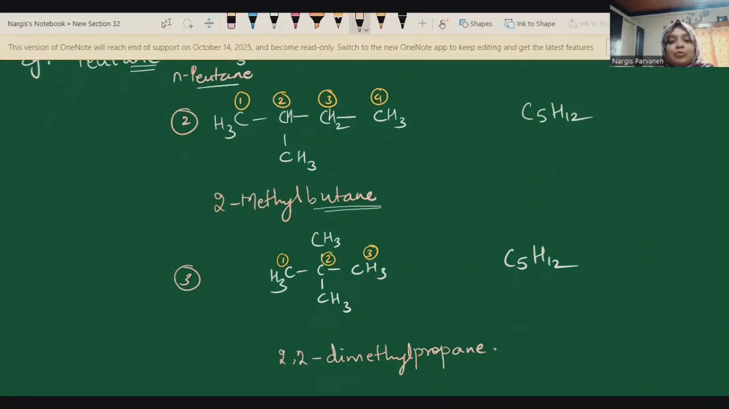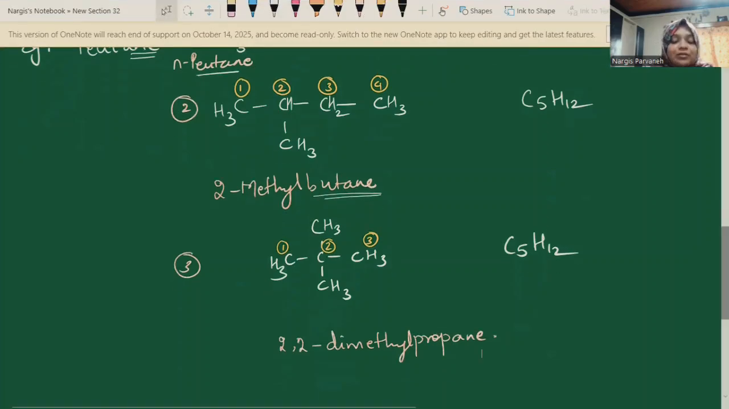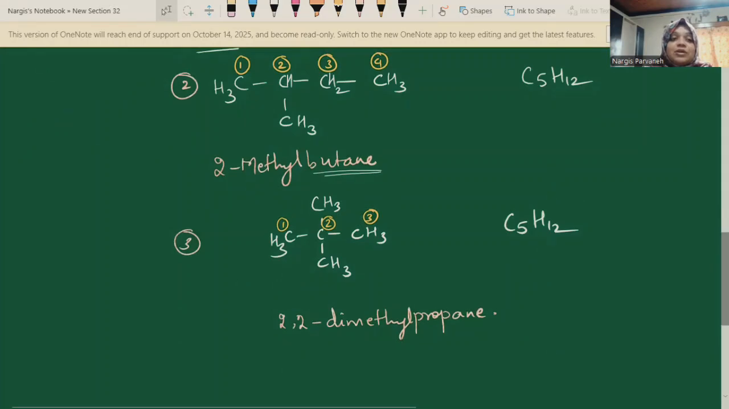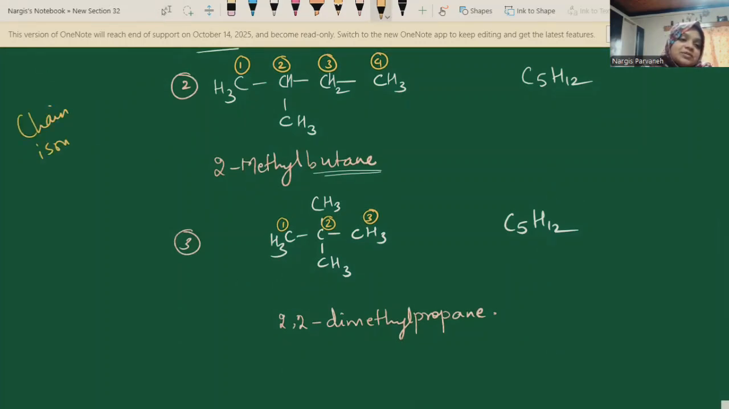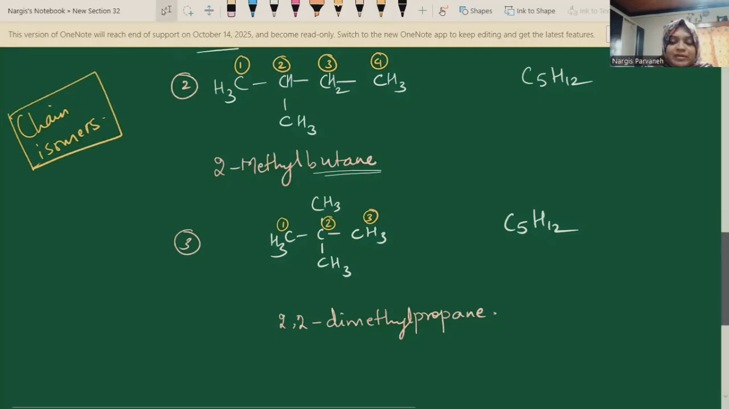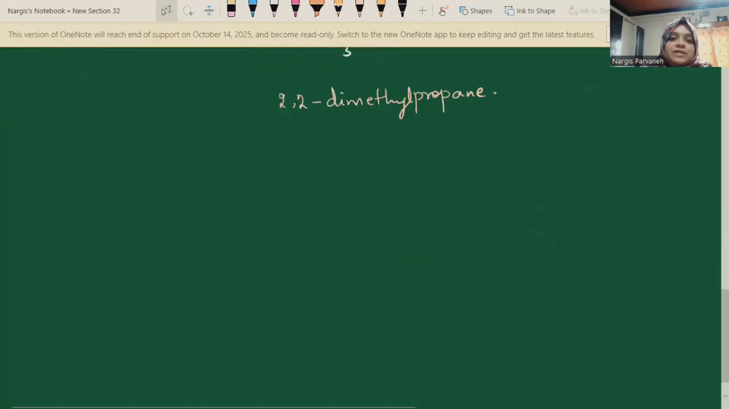2,2-dimethyl propane. Notice the carbon skeleton or the carbon chain is different, and hence they are called as what? They are called as chain isomers of each other. Easy. The second type of isomerism that we saw was position isomerism. Let us write that.